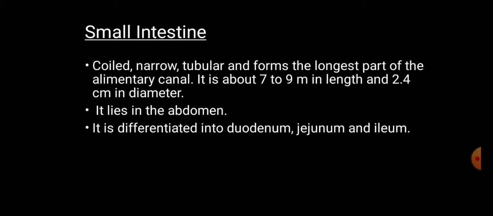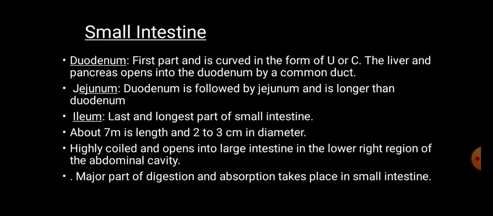The small intestine is highly coiled, narrow and tubular, and it forms the longest part of the alimentary canal. Its length is around 7 to 9 meters, and its diameter is around 2.4 centimeters. It lies in the abdominal cavity and is differentiated into three parts: the duodenum, jejunum, and ileum. The first part is called the duodenum and is curved to form the letter U or C.